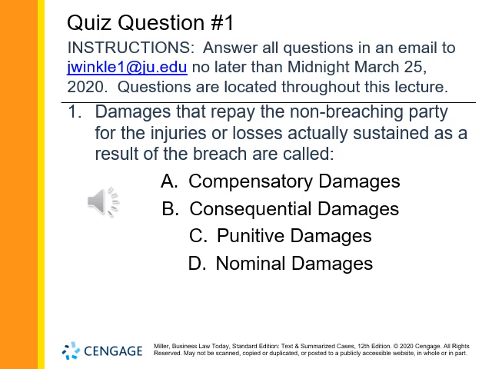The first one of these questions is, damages that repay the non-breaching party for the injuries or losses actually sustained as a result of the breach of contract are called A, compensatory damages, B, consequential damages, C, punitive damages, or D, nominal damages. Make sure that your email includes both the number of the question and the letter of the correct response.